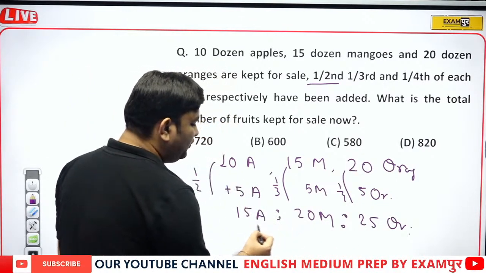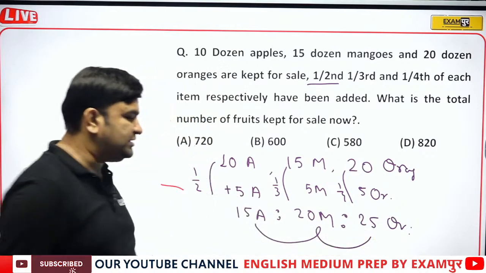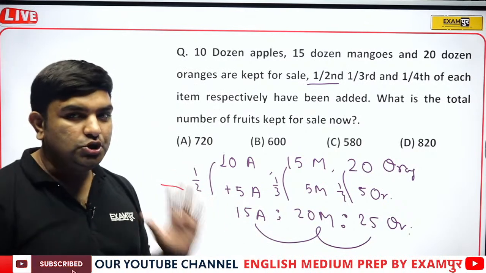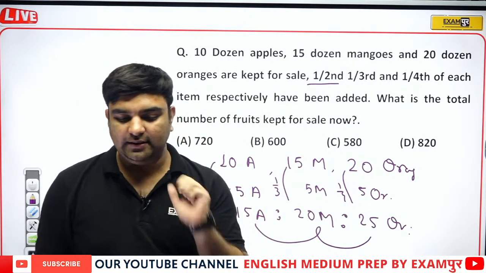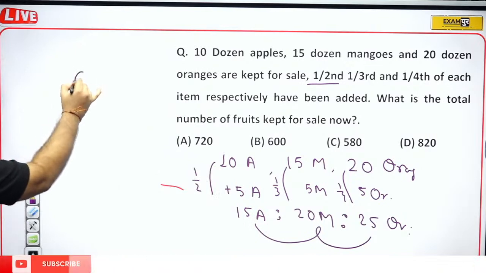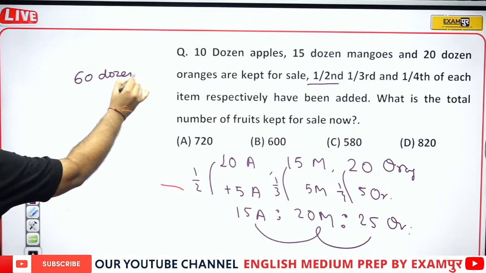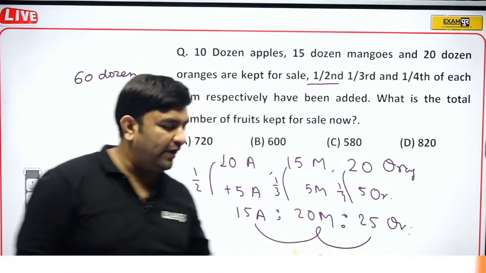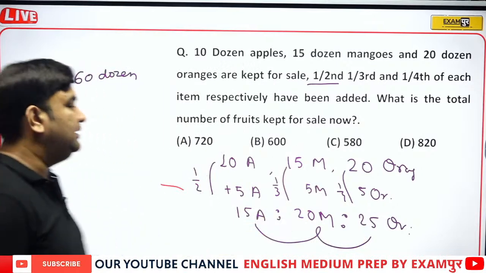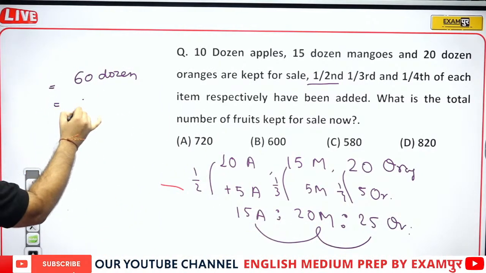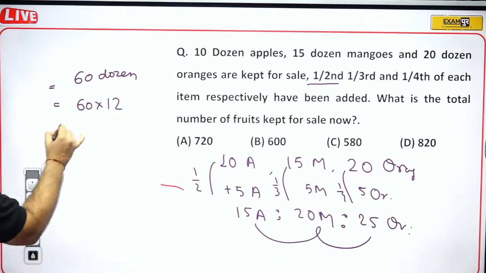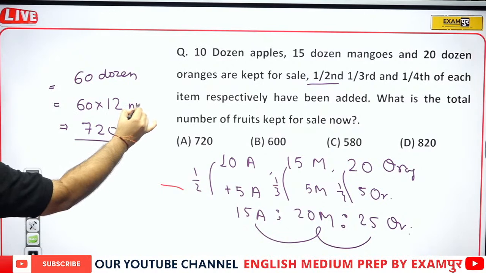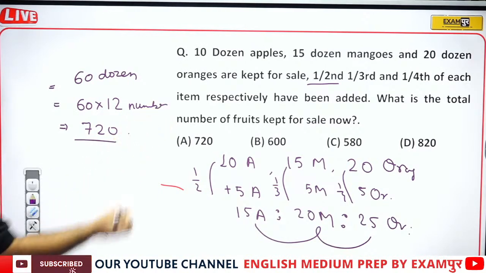So how many total fruits now? Total number of fruits are 20, 45, 60 dozen. 20 plus 25 is 45, 45 plus 5 is 50, plus 10 is 60. 60 dozen. 1 dozen has 12 fruits, so it is 720 fruits.